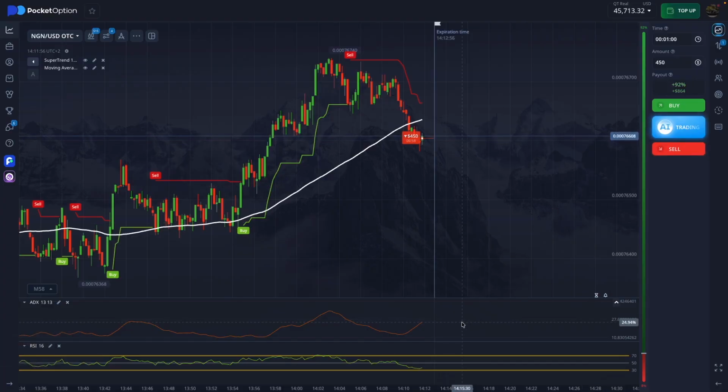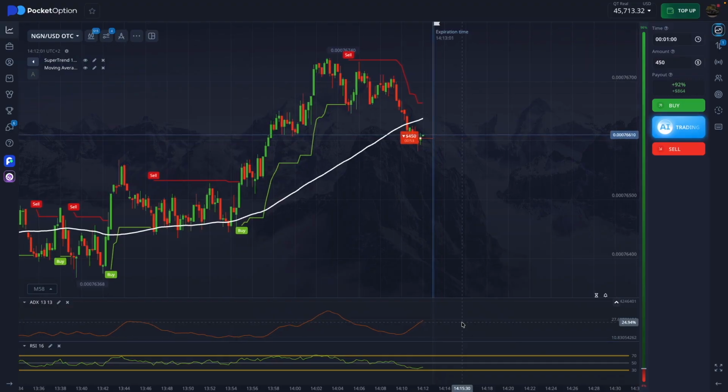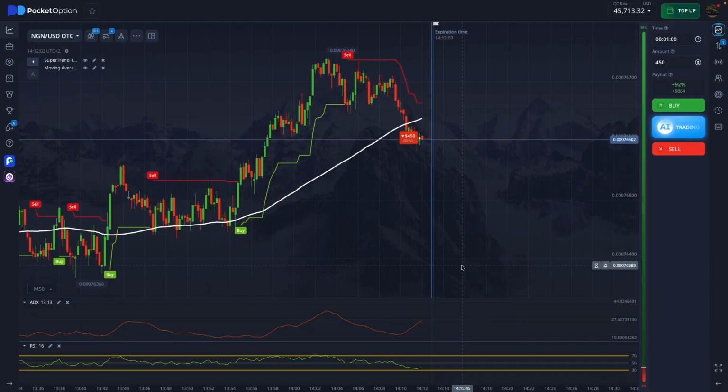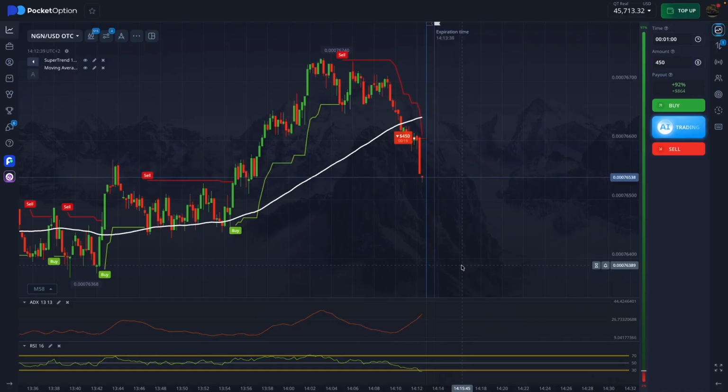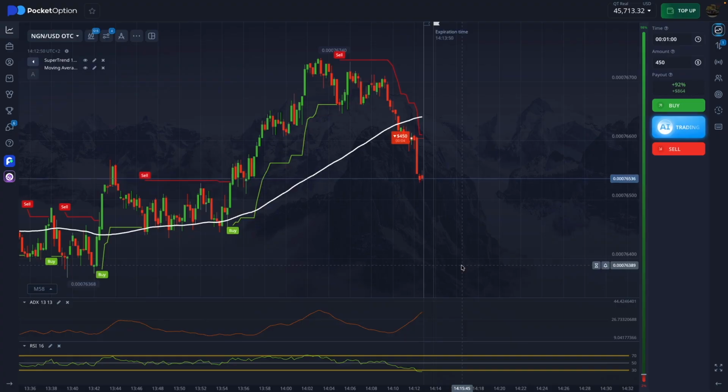I saw a good moment to enter a down trade. Meanwhile, the ADX indicator is approaching the 25 level. Now I have opened another trade and I'm watching how it will close. Time is running out. The price has really dropped significantly, and I'm closing another trade with a profit.